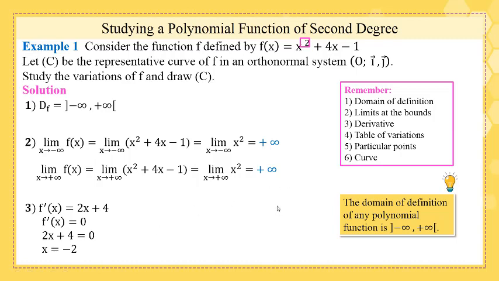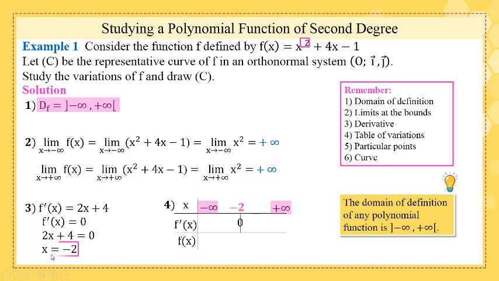The fourth step is to set up the table of variations of f. The domain of definition equals minus infinity, plus infinity. So we will write here minus infinity, plus infinity. The root of f prime of x equals minus 2. So we write it here. The signs of f prime of x are as follows.